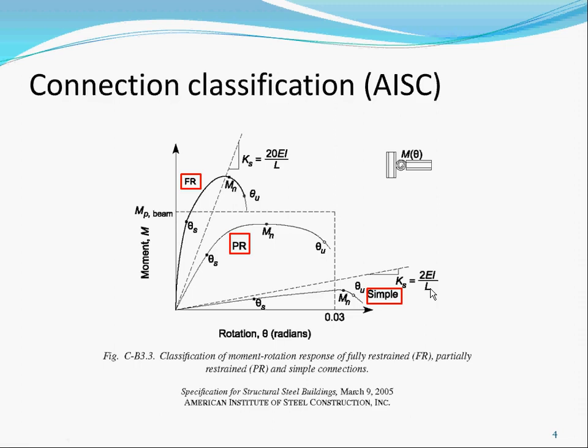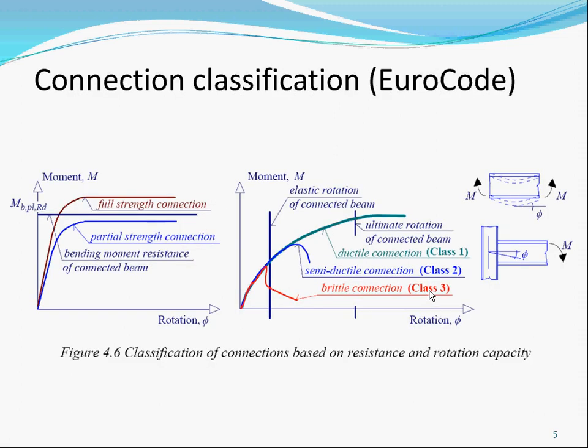For the beam, I'm sorry, just the EI of the beam, L is the clear span. When we're looking at the base plate rotation, it's the column and then the height of the column. All right, so that's how AISC classifies it.